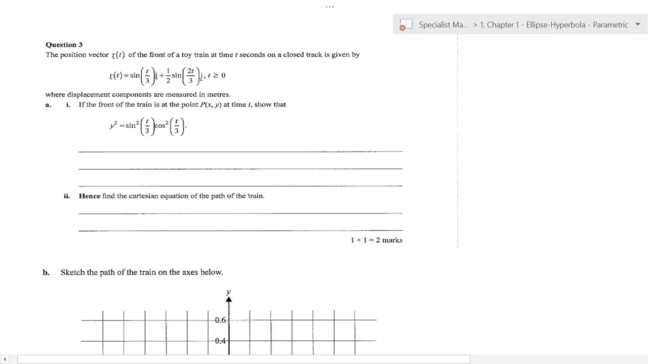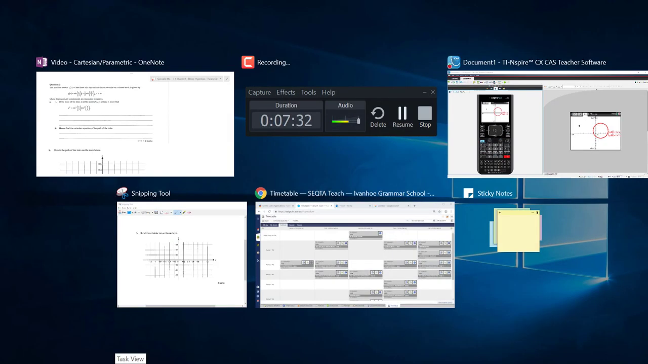Now, what I want you to do is, first of all, it says you need to show that the relationship is this: y squared is equal to this. The second thing is you need to find the Cartesian equation. Cartesian means we need y's and x's. And then the last part is to sketch it. But for the time being, I want you to take your time. I'm going to pause this video, and I'm going to go through it in a second.